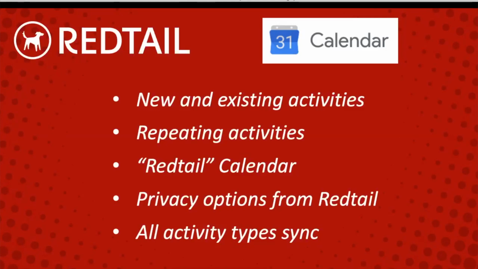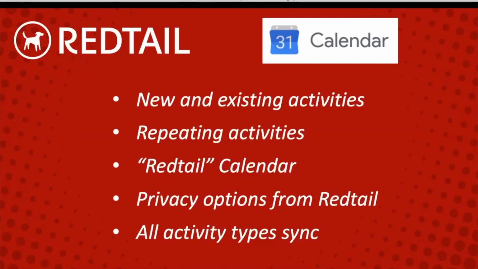So you can move any existing activities from another Google Calendar onto the Redtail Google Calendar, and then those will sync back to Redtail. And just like permissions on contact records, within Redtail, you have the ability to set a privacy option on your calendar activities. Those privacy options from Redtail do carry over to your Google Calendar. So if you're syncing an activity that you don't have permission to view or you only have limited permissions to, it will sync only limited data depending on what you are allowed to see on that activity.